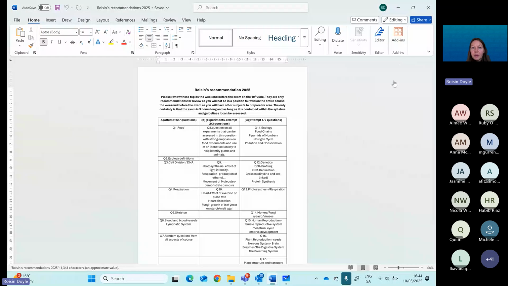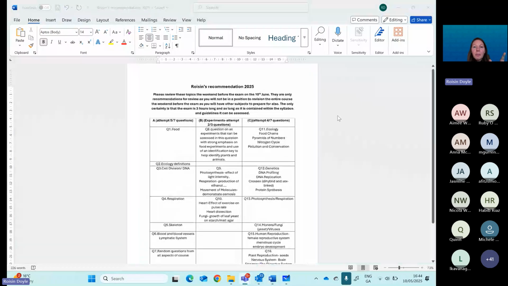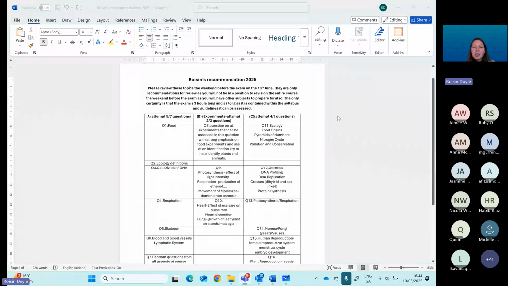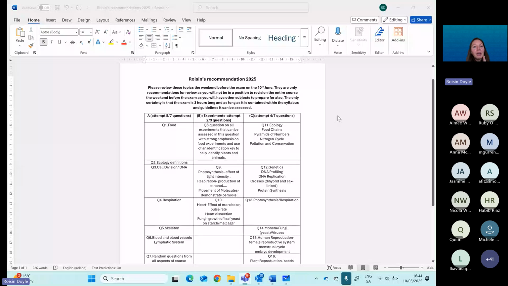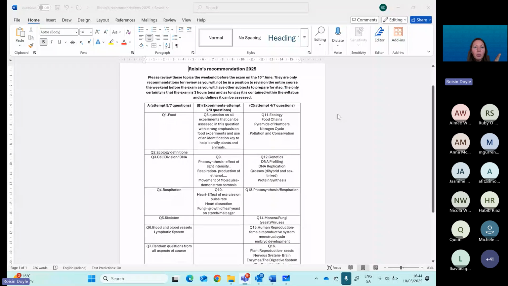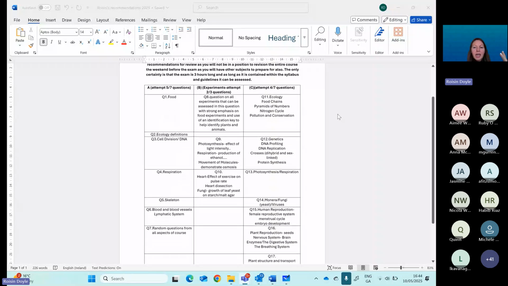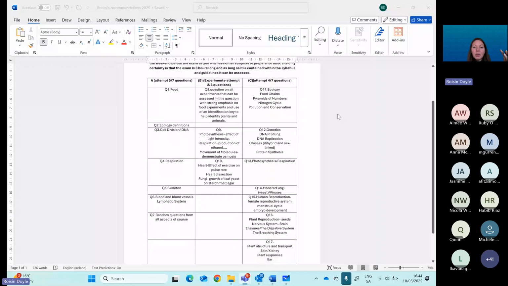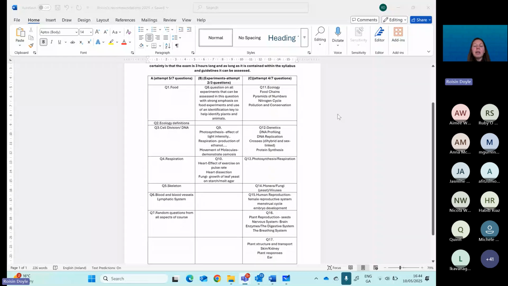Please review these topics the weekend before the exam on the 10th of June. They are only recommendations for review, as you will not be in a position to revise the entire course the weekend before the exam, as you will have other subjects to prepare. The only certainty is that the exam is 3 hours long, and as long as it is contained within the syllabus and guidelines, it can be assessed. But Leisha, these are the things I would make sure that I went over the weekend before my Leaving Cert exam.